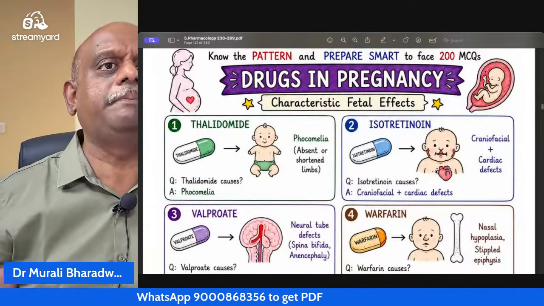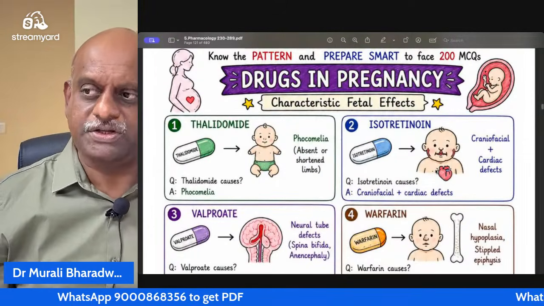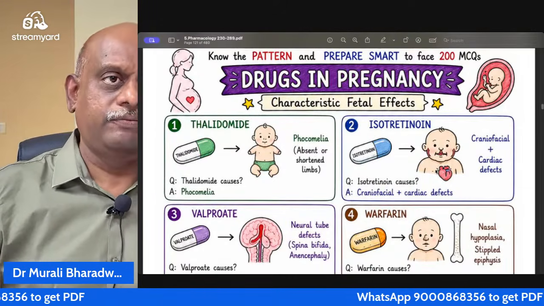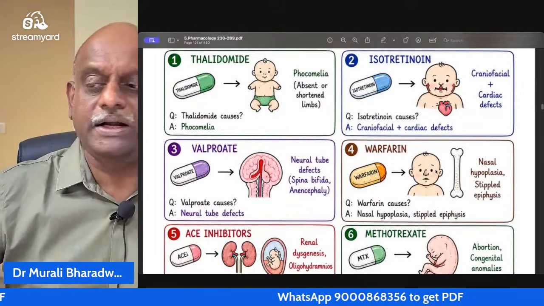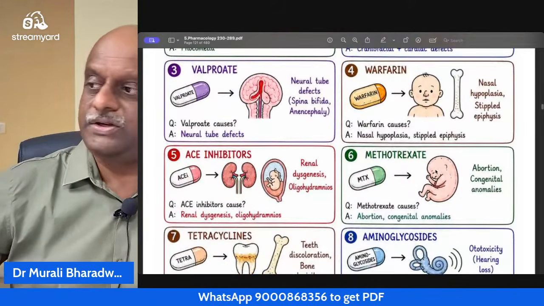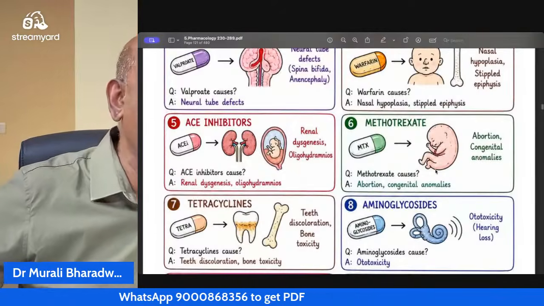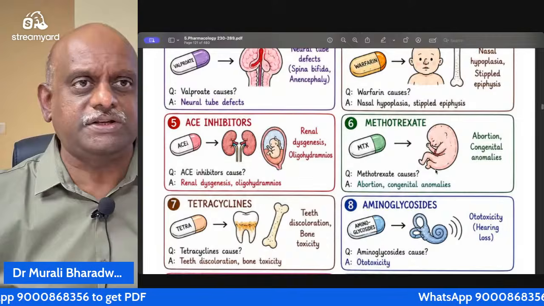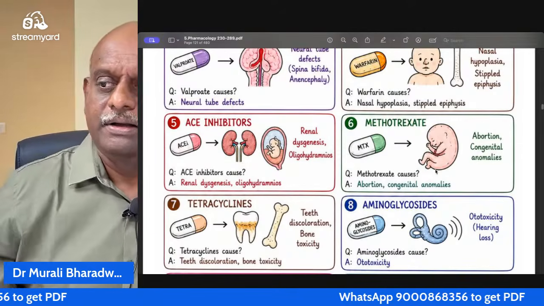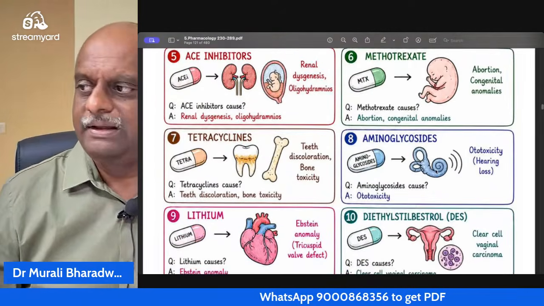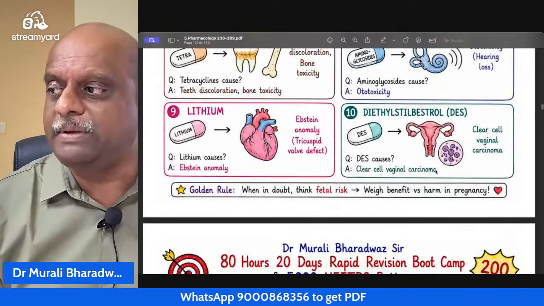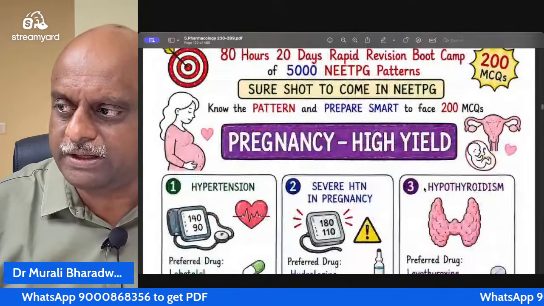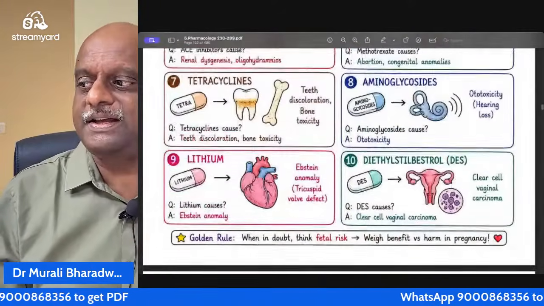Now comes drugs in pregnancy, topic number 16. Thalidomide, phocomelia; isotretinoin, craniofacial defects; valproate, neural tube defects; warfarin, nasal hypoplasia and stippled epiphysis; ACE inhibitors lead to renal dysgenesis; methotrexate, abortion; tetracyclines, teeth discoloration; aminoglycosides, ototoxicity; lithium, Ebstein's anomaly; and diethylstilbestrol, clear cell vaginal carcinoma if the fetus is female.